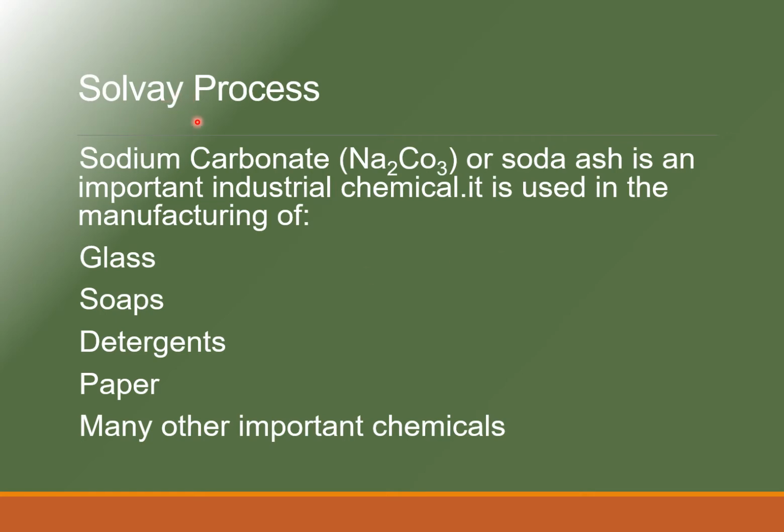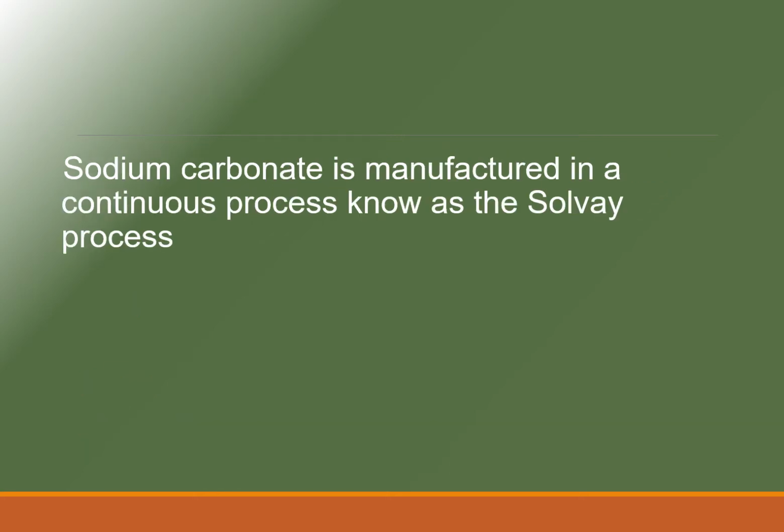In the Solvay process, we manufacture sodium carbonate or soda ash. The formula of sodium carbonate is Na2CO3. Sodium carbonate is an important industrial chemical. It is used in the manufacturing of glass, soaps, detergent, paper, and many other important chemicals. Sodium carbonate is manufactured in a continuous process known as the Solvay process.